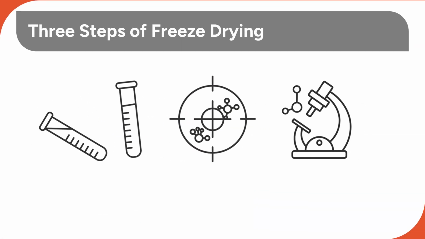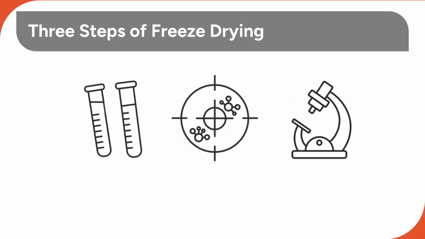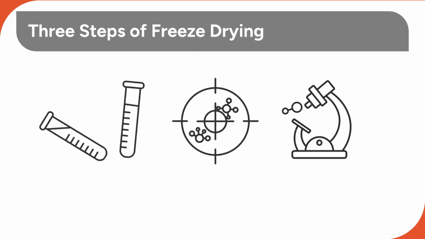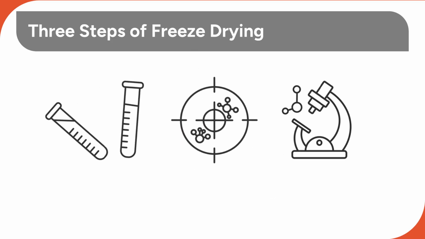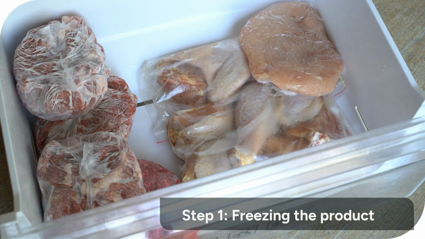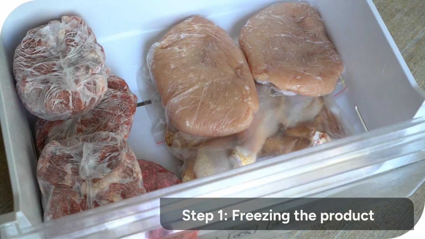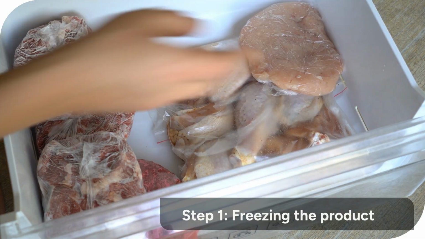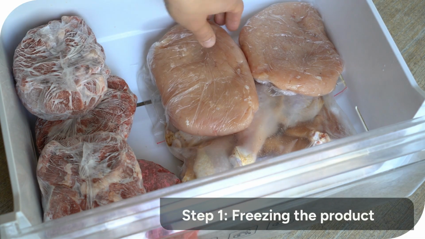The entire freeze drying process consists of three main stages: freezing, primary drying, and secondary drying. Let's break down each step. The first step is freezing the product. This needs to be done carefully to ensure the ice crystals formed are uniform and small, which affects the quality of the final product. It's essential that all the water content is completely frozen solid. This solid state is necessary for the next step, sublimation, to occur effectively.